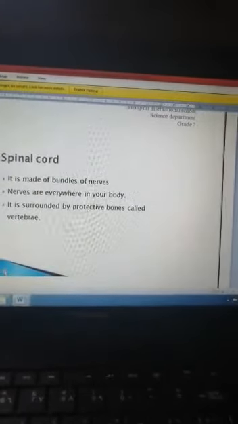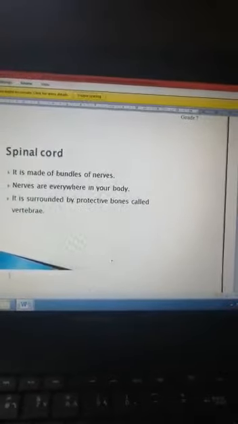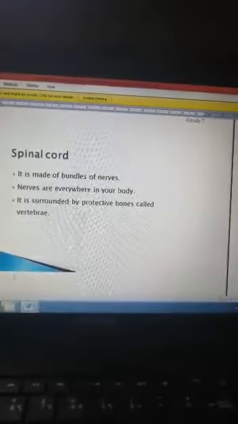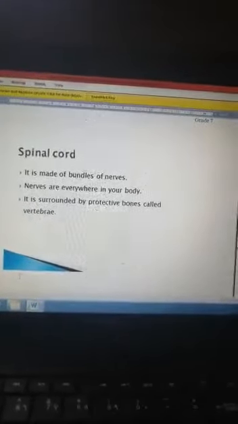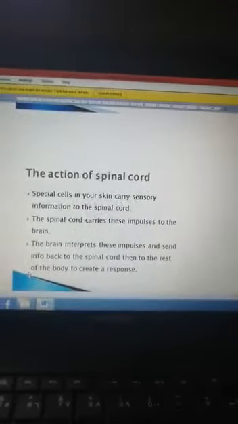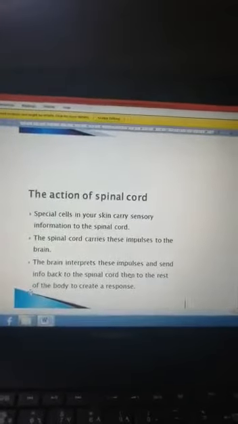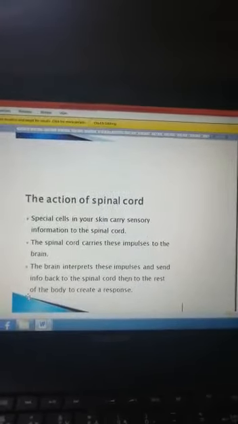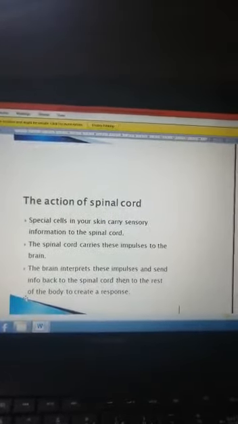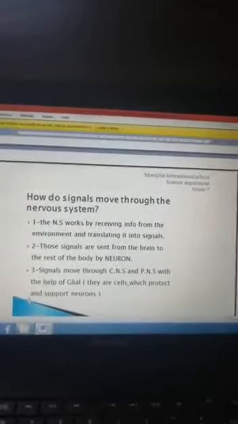And now we will talk about the spinal cord, and it's made of bundles of nerves. Nerves are everywhere in your body, and the spinal cord is surrounded by protective bones called vertebrae. What is the function of a spinal cord? The spinal cord carries these impulses to the brain. And after that, the brain interprets these impulses and sends information back to the spinal cord to create a response.